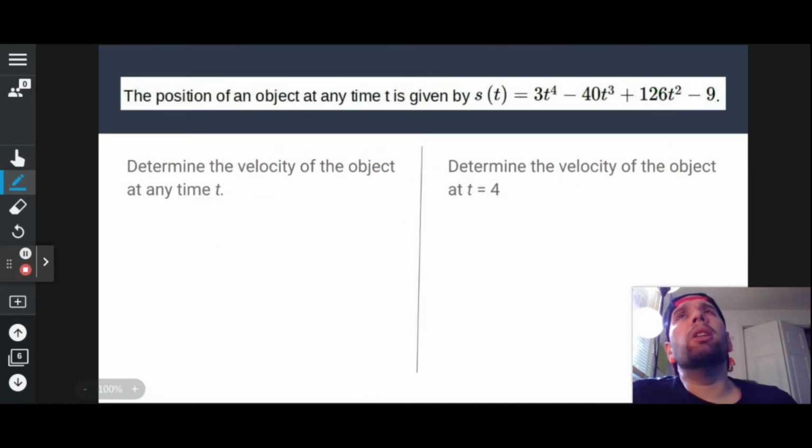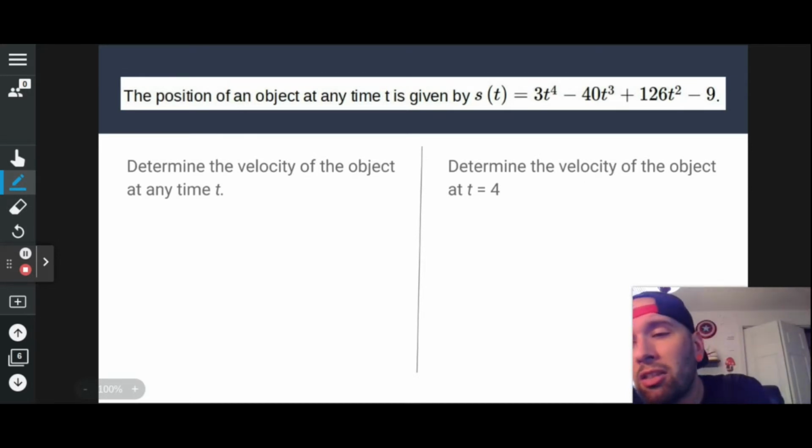So as we mentioned in that second slide, the derivative gives us slope. Slope is also called rate of change. If I give you a position, and later on we're going to call this rectilinear motion, but let's just pretend we don't know that yet, the rate of change for a position is found by taking the derivative. So when it says determine the velocity of the object at any time t, that just means take the derivative.